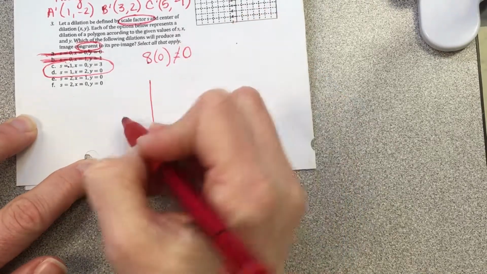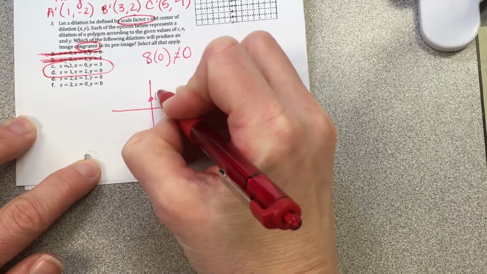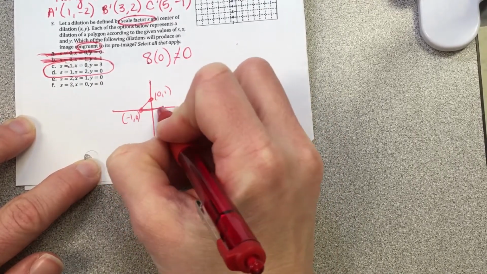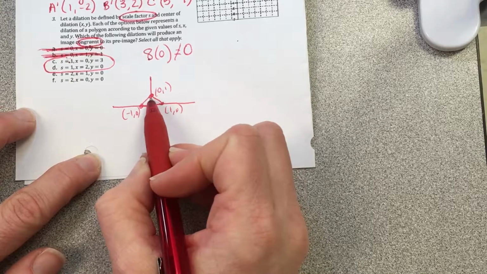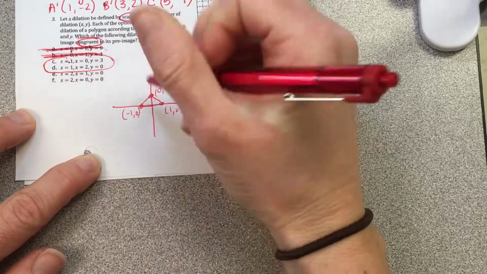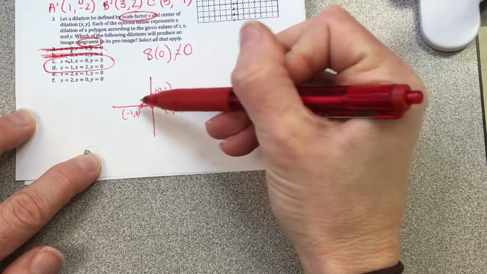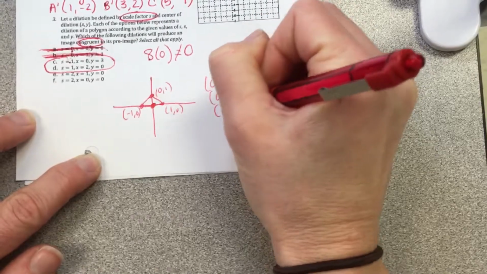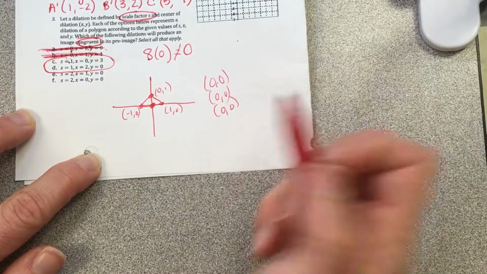So let's say that I have a triangle at 0, 1, 1, 0, and -1, 0. Okay? And I want to take this triangle and dilate it by, it says, a scale factor of 0 centered at 0, 0. So here's my center of dilation, and my scale factor is 0. That would mean I would multiply all these points by 0, which would give me 0, 0, 0, 0, 0, 0, which would not give me a congruent triangle. Okay?